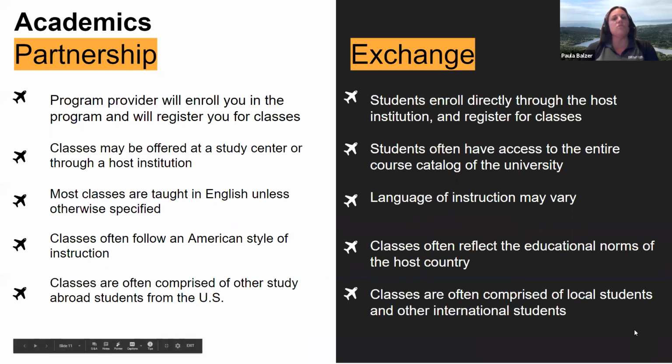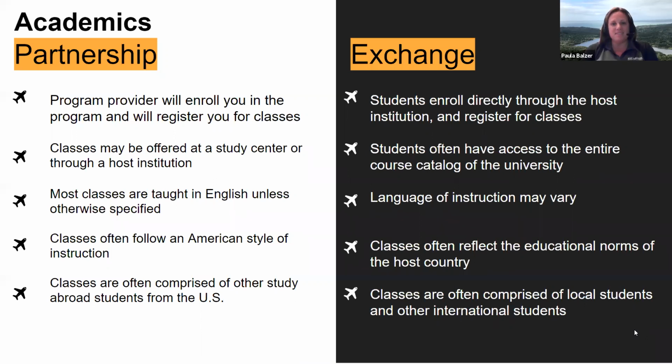This is especially true if students are choosing to do an exchange program in a country where that language is English. Then often, like Australia and New Zealand, in my region, for example, students have access to the course catalog of that entire university. So there's a wide variety of classes that are offered. If you're doing an exchange program in a country where the language of instruction isn't English, then that might be different. It just depends on the program.